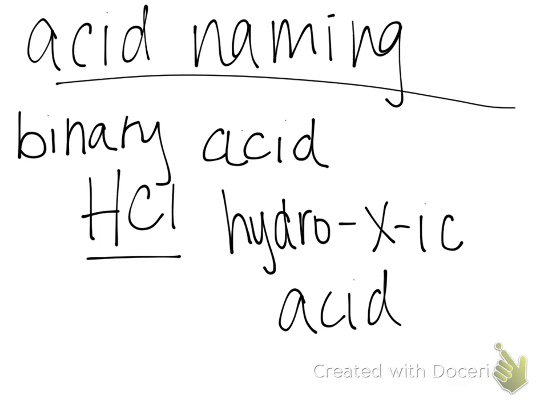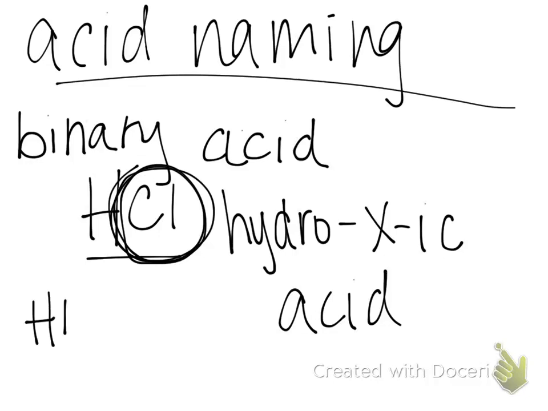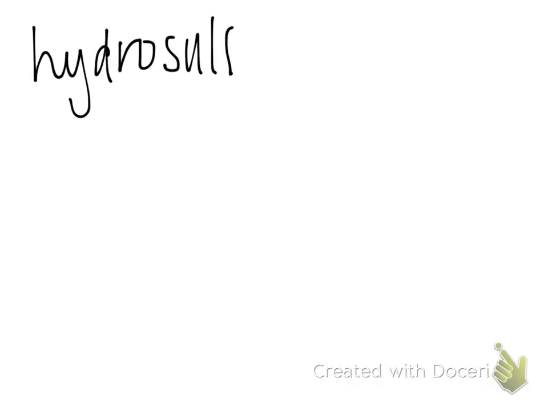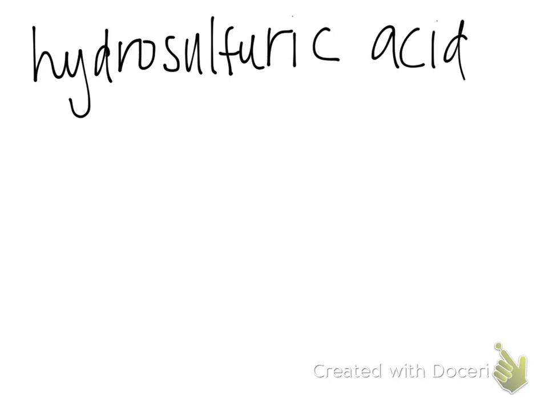Hydrochloric. An acid that looks like this, what's it called? Hydrobromic acid. What if I give you hydrosulfuric acid? Give me the chemical formula for hydrosulfuric acid.